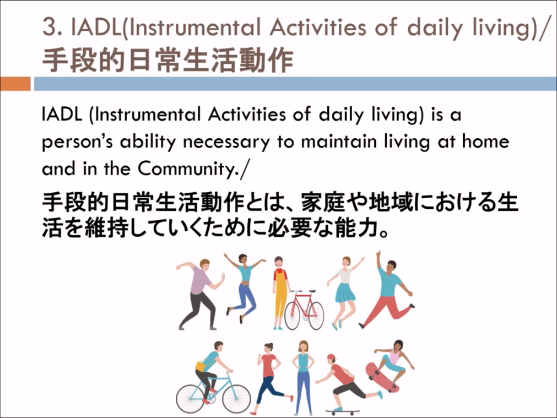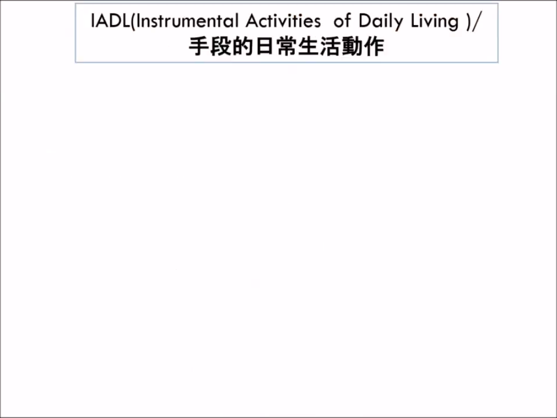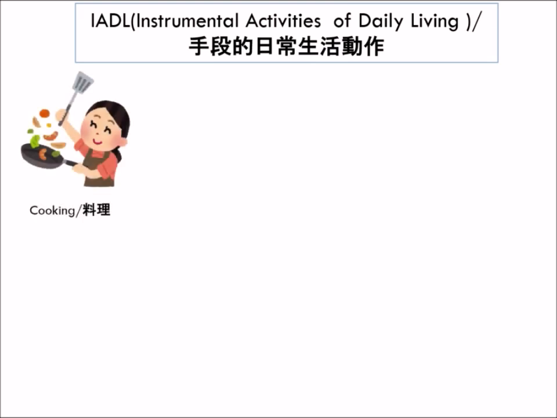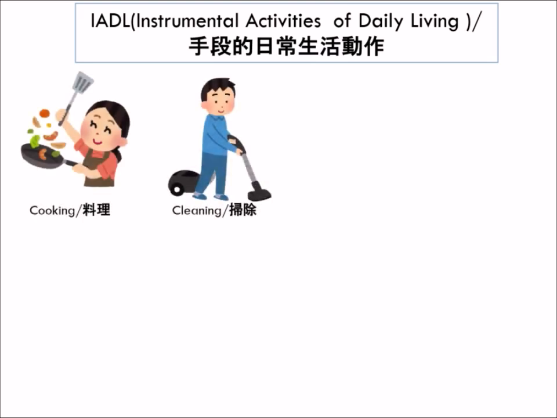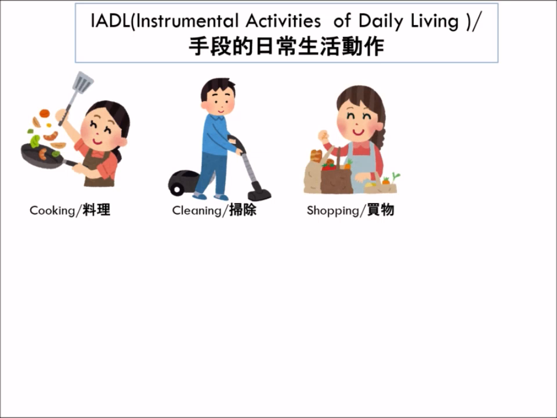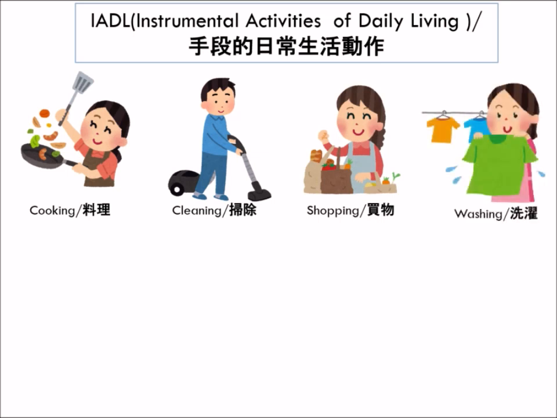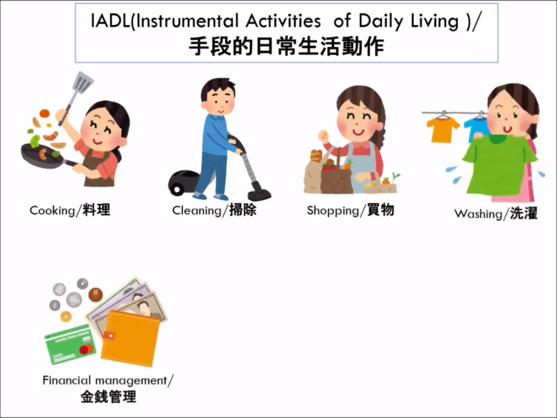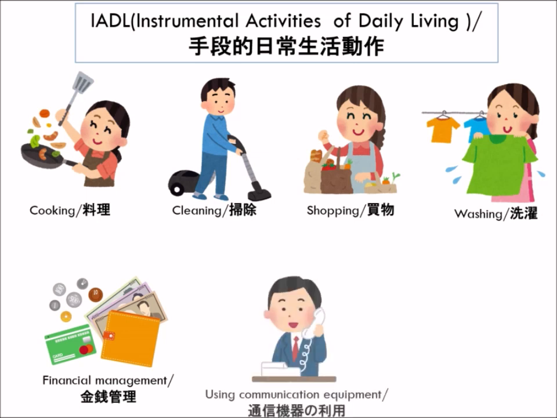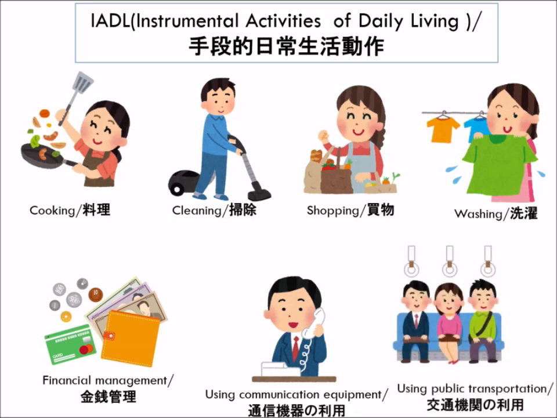3. IADL, Instrumental Activities of Daily Living. IADL is a person's abilities necessary to maintain living at home and in the community. Examples of IADL: cooking, cleaning, shopping, washing, financial management, using communication equipment, using public transportation.